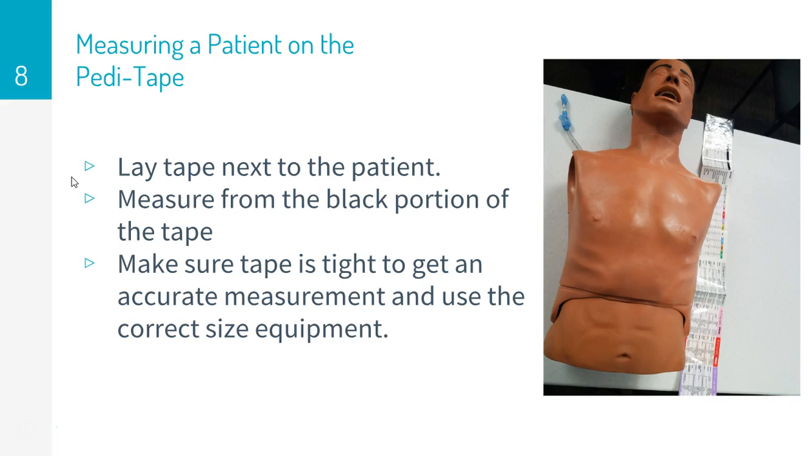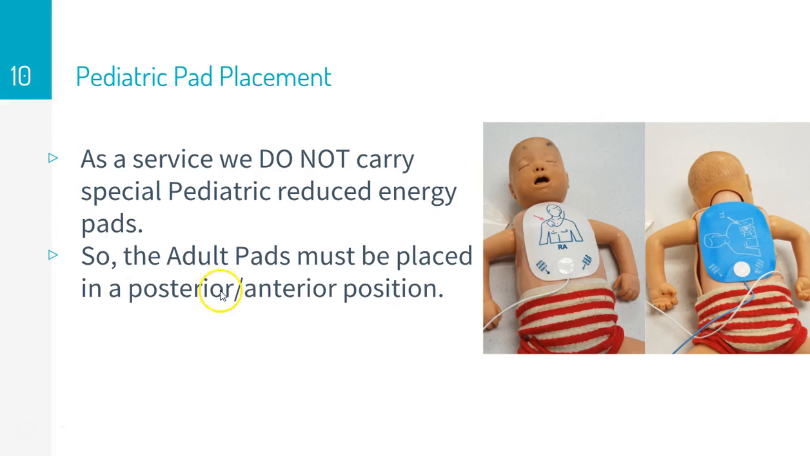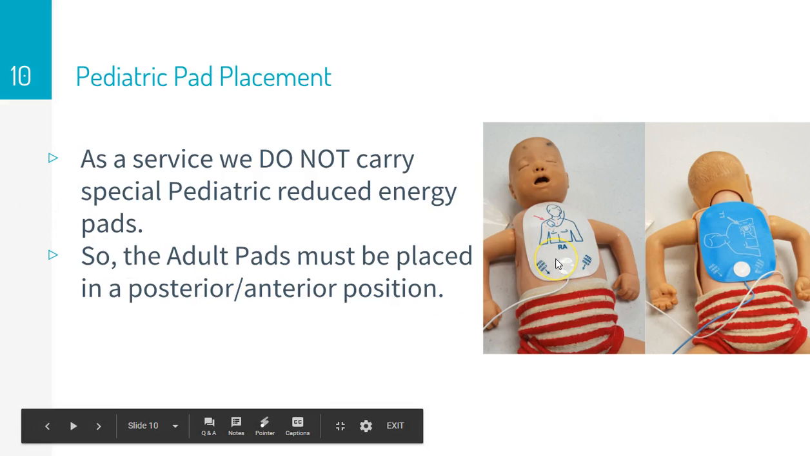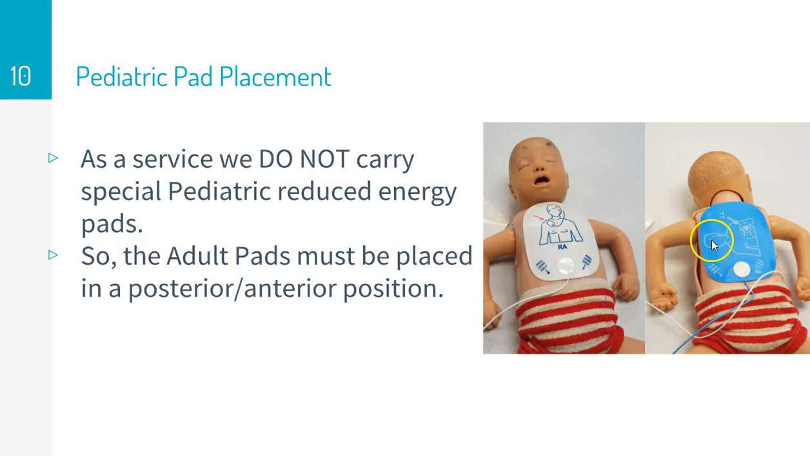Now, we're going to a pediatric code. We're looking at our pediatric pad placement. Some pads have special pediatric actuators on them. We do not carry them. So make sure that we're using our adult pads. We place them in an anterior-posterior position, as you can see in the picture here to your right. We're doing that to make sure we can get the correct voltage going right through the heart, and hopefully fixing the arrhythmia that's present.